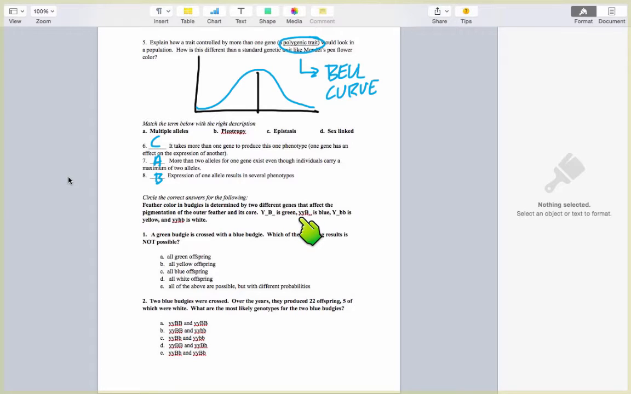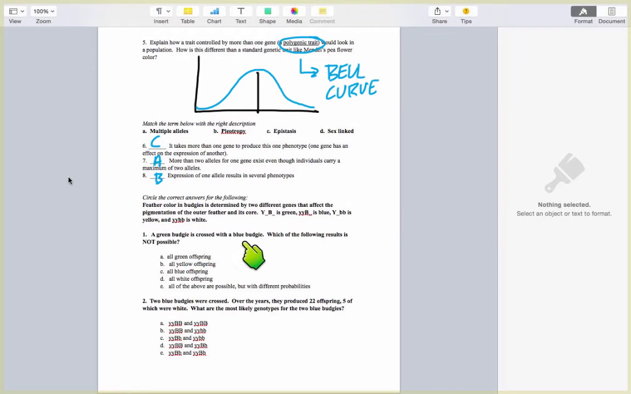So like with this one over here, if I have little y with big B and anything else for the other B gene from the other parent, you're going to end up with a blue budgie. For this one, big Y combined with either big or little y combined with homozygous recessive for the B gene, that's going to give you a yellow budgie. And finally, if you're recessive for both the Y and the B gene, you're going to end up a white budgie.